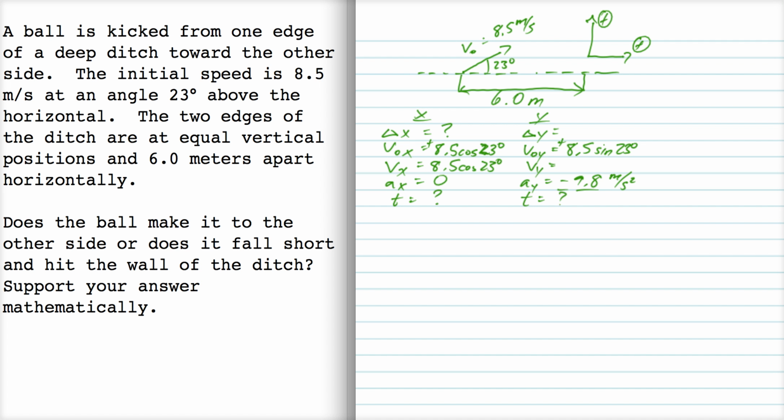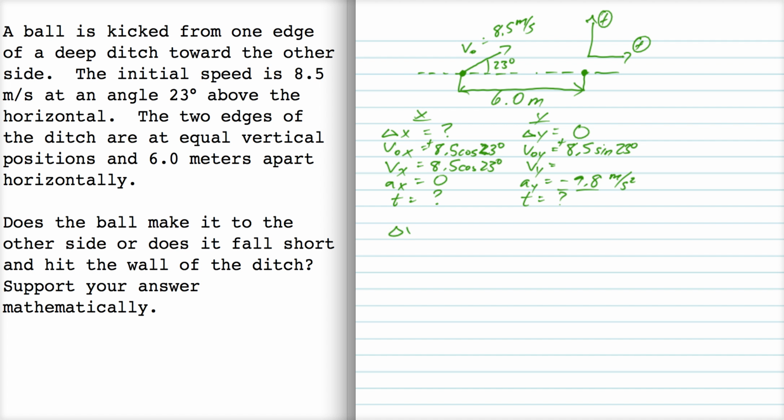One other thing that I know, and this is a little tricky, but I do actually know the y displacement, right? The ball has to begin at this level of the ditch, and it has to end on the other side. Whether it falls short or makes it, our analysis is going to end when it returns to the same y coordinate, and so delta y is 0. So I actually know 3 things in the y direction, which means I can solve for the other 2. I'm going to go ahead and solve for t.